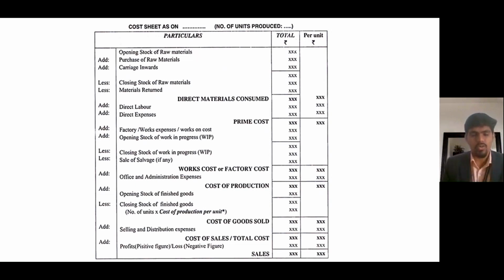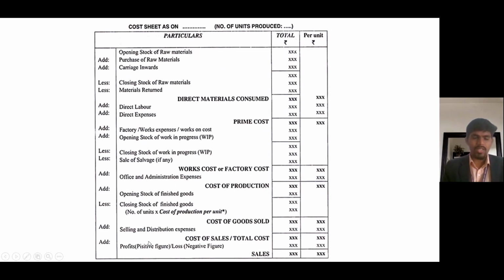To calculate closing stock of finished goods, number of units into cost of production per unit, so we will get the closing stock. If you don't have it, you can go for the number of units available and the cost of production per unit. By multiplying with that, you will get the closing stock of finished goods. So after adding the opening stock to the cost of production and deducting the closing stock, we will get the cost of goods sold. So at what cost we are ready to sell our goods. Okay, and per unit prices.